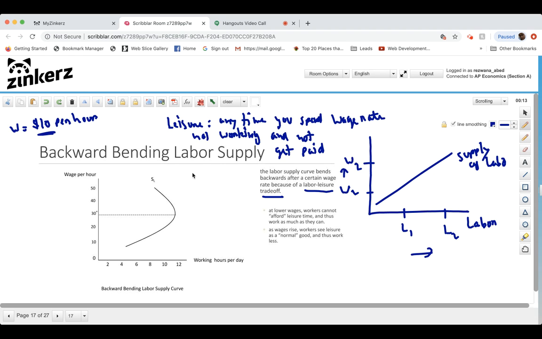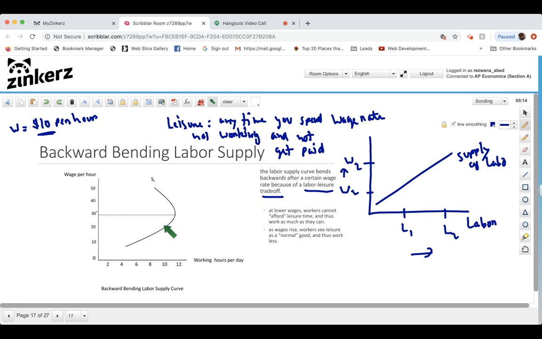The reason we see this happen, for some individual workers, is that at lower wages, workers can't really afford a lot of leisure time because they're still trying to get to a target income. So if wages increase, their automatic response is to give up leisure and work more.